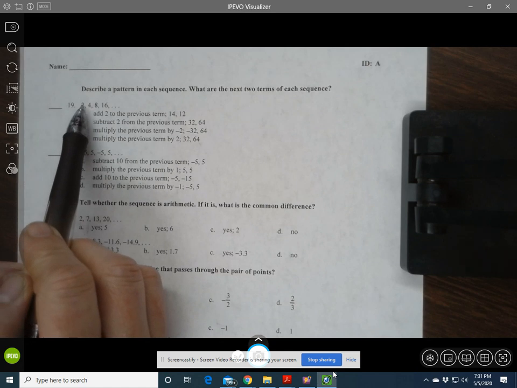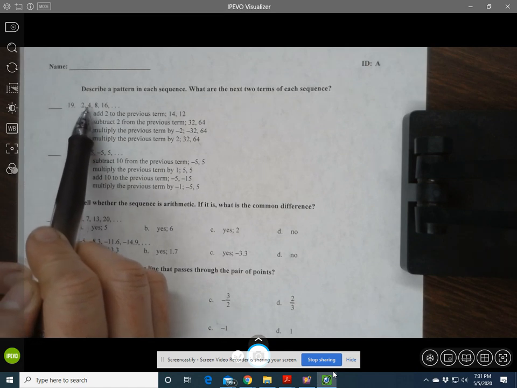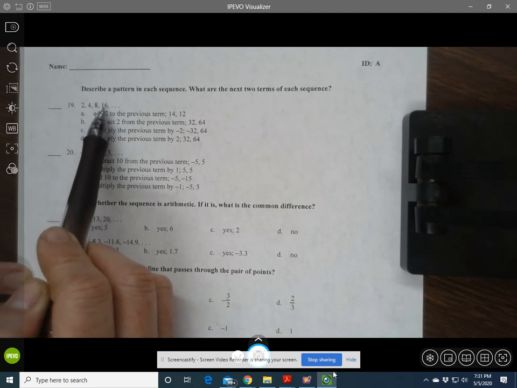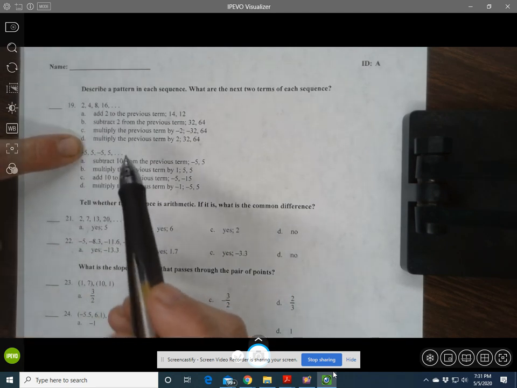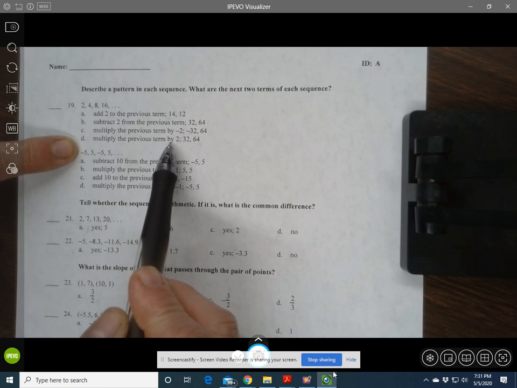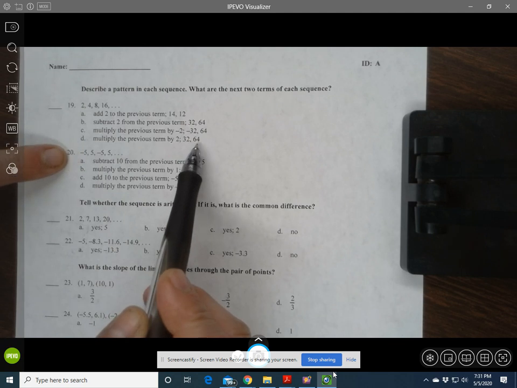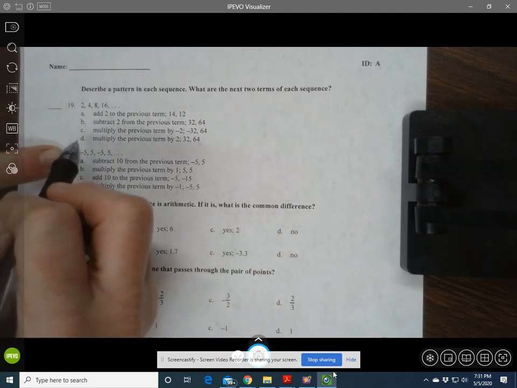So how do you get from 2 to 4? Well, you'd multiply by 2. How do you get from 4 to 8? Multiply by 2. 8 times 2 is 16. So obviously it's going to be multiply the previous term by 2. You're not just adding. And then 16 times 2 is 32, and 32 times 2 is 64. So the answer to that one is correct.